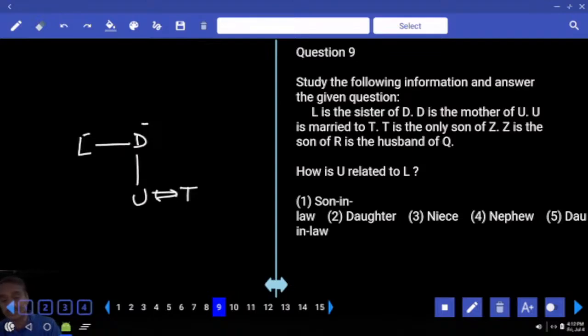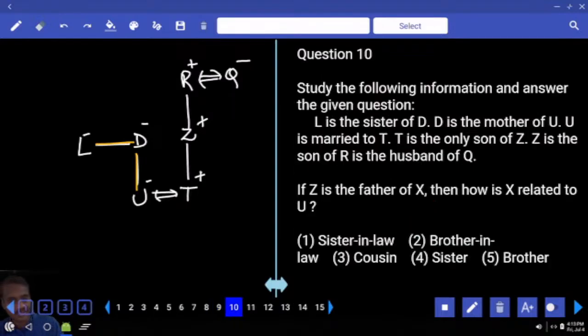Next, T is the only son of Z. T is a male, U is a female. Next, Z is the son of R, and R is the husband of Q. R and Q are a married couple, R a male, Q a female. Then how is U related to L? U is L's sister's daughter, that is, sibling's daughter, niece, choice 3.